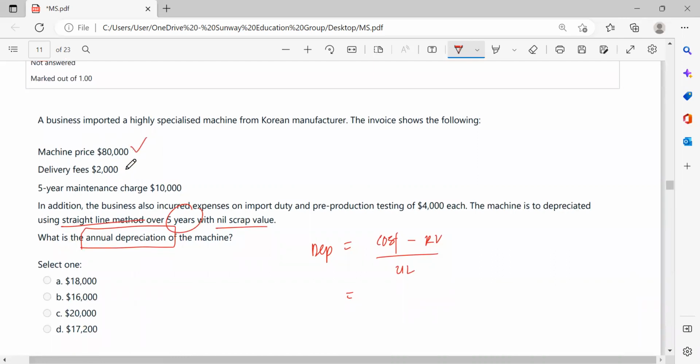Costs include the machine price and the delivery fee. Maintenance is revenue expenditure, so it's never a cost. Import duty incurred is also cost, and pre-production testing cost as well, 4,000 each. So over here, 4,000, another 4,000. So 80,000 plus 2,000 plus 4,000 plus 4,000, total cost 90,000. No residual value, so straight away divide by 5 years useful life, and the answer should be 18,000. For this question, they are testing whether you understand capital expenditure or revenue expenditure. If you got that wrong, please do your revision.